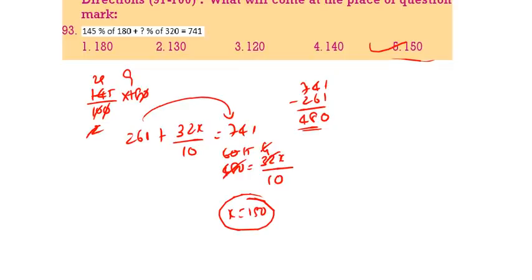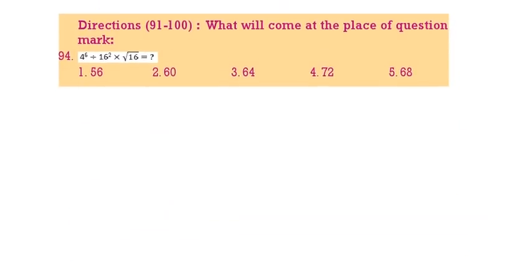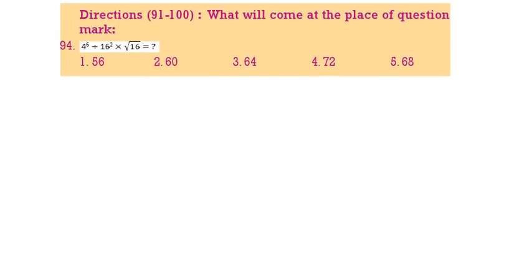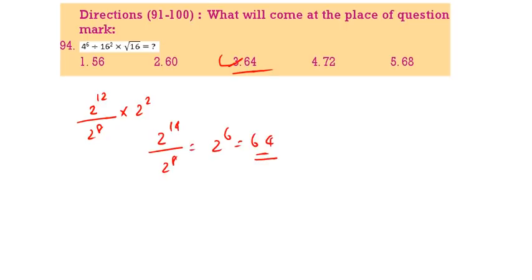See the next one, 94 question. 4 power 6 divided by 16 square. 4 power 6 can be written as 2 square whole power 6, 2 power 12 by 2 power 8 into 2 power 2. It is 2 power 14 divided by 2 power 8. That is 2 power 6. 2 power 6 is 64. 3 is the correct answer.